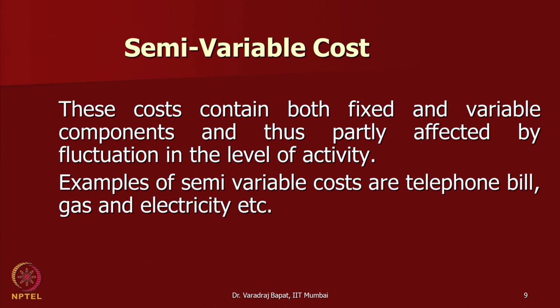Nowadays of course there are different types of plans, but traditionally the telephone bill used to have a component of rent and there would be call charges. As you increase the number of calls, there will be more and more call charges. So the telephone bill was a good example of semi-variable costs. I am saying was, because nowadays there are so many packages where call charges are free. Let us say we have a package where call charges are free. You can make any number of calls. Then the telephone bill will fall in what type of cost?